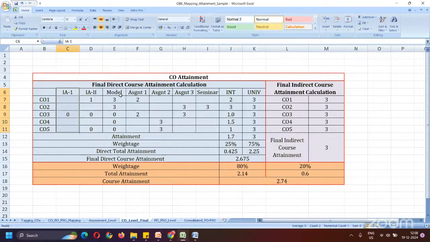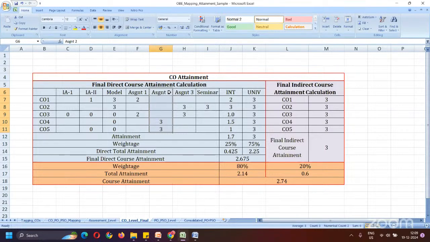So this is the model exam, where I have asked questions from all the COs. So what each CO has attained at the end of the model exam. In assignment 2, I have addressed only CO1 and CO3, and both have an attainment level of 2. In assignment 2, I have asked questions from only CO4 and CO5.